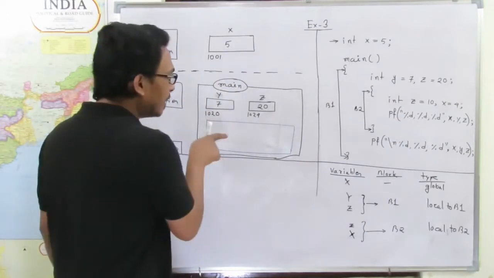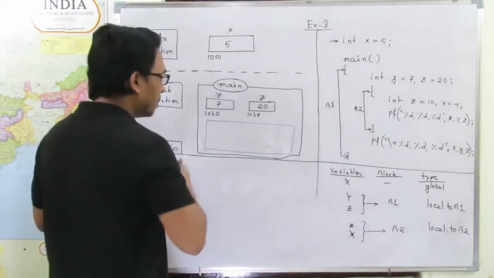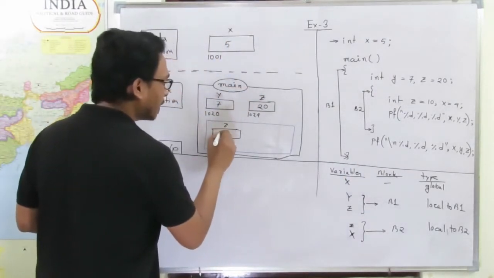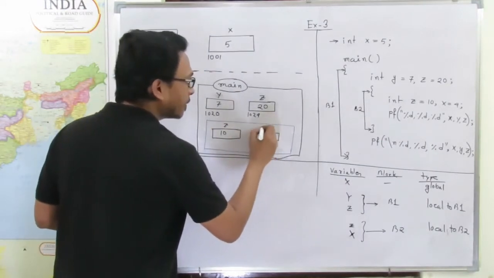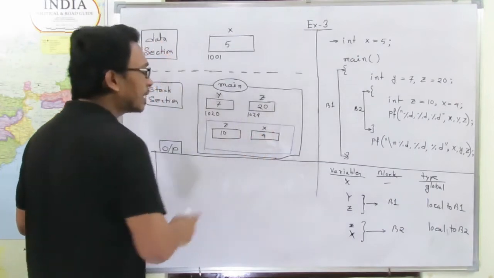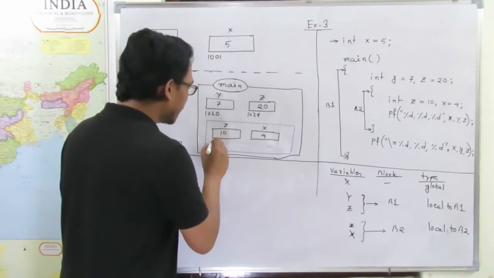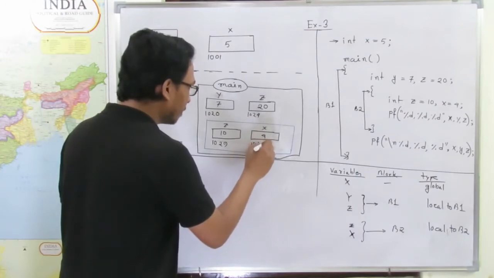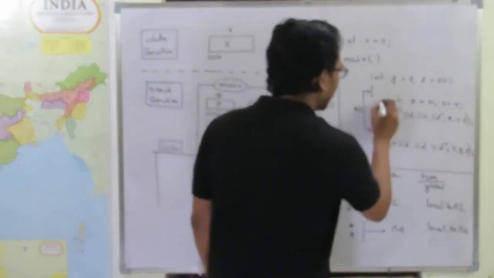Now inside this block we declare two variables, one is z. So let's take a memory block for the variable z initialized with 10, and the next variable we declared is x with initial value 4. Now what will be the base address? Let's consider the base address as 1029 and here it is 1035. Clear?